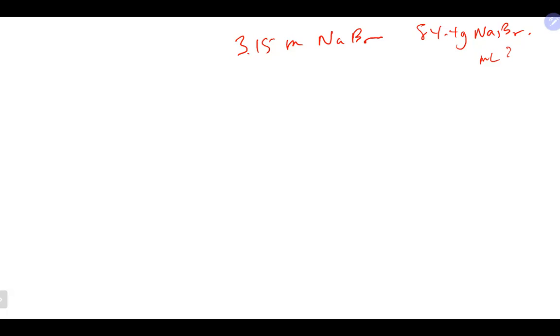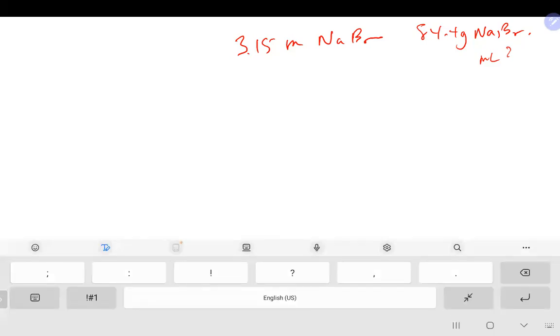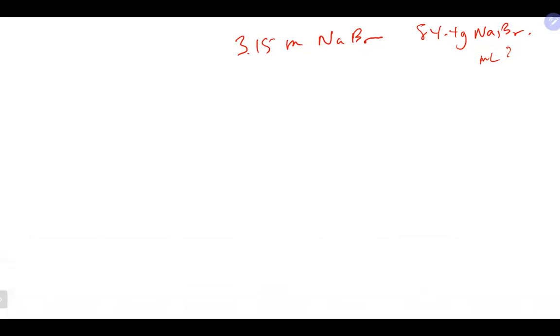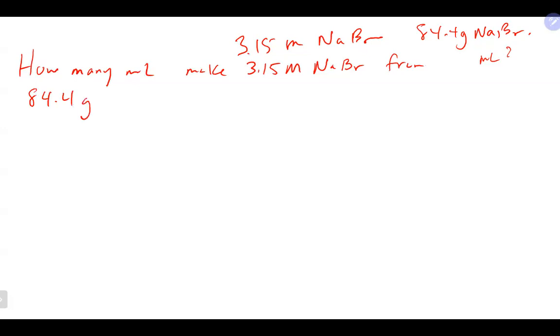So the question, as I just scribbled up in the notes up here, wants to know basically how many milliliters is needed to make a 3.15 molar sodium bromide solution from 84.4 grams of sodium bromide.